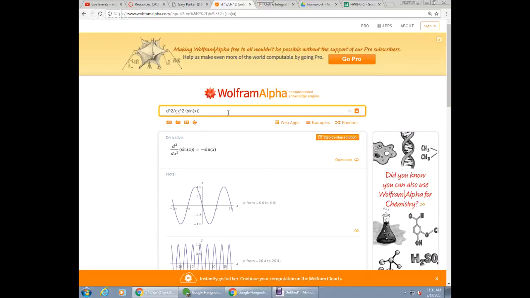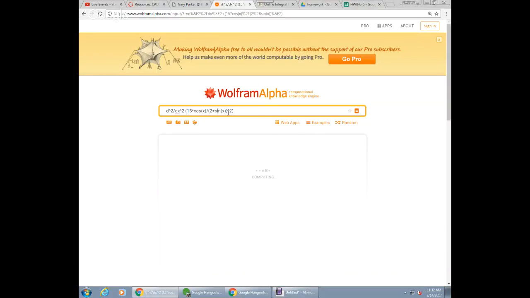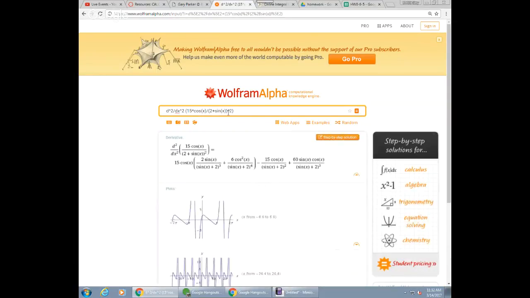So we have 15 times the cosine of x divided by parentheses 2 plus the sine of x, all squared. I'm squaring my denominator, which is that parenthesis and that one. I'm going to hit enter and see. When in doubt, hit enter and it'll write it pretty. Yep, I got it correct. Whoa, look at that sucker right there.